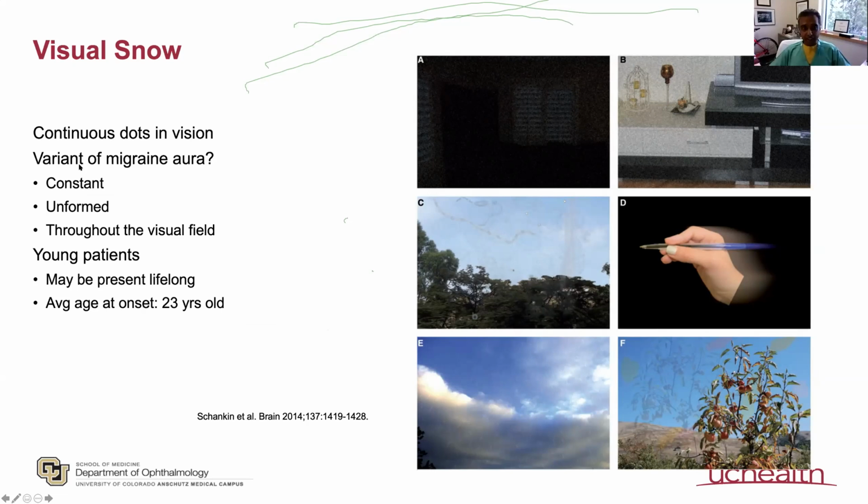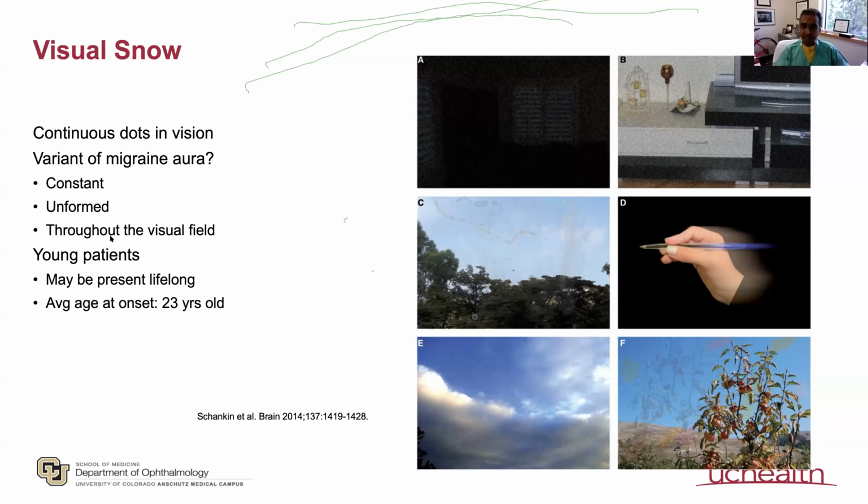I don't think it's a variant of migraine aura. I think we're getting more and more data to tell us that it is not, because it's constant, it's unformed, and it's throughout the visual field. And in my experience, I have tried to treat some of these patients as though they had status migrainosus, to give them a bolus of prednisone and taper them quickly over a course of 6 days. And while it maybe has a little bit of a placebo effect in some patients, I don't think it is truly affecting their disease and truly resulting in a downregulation of this phenomenon.